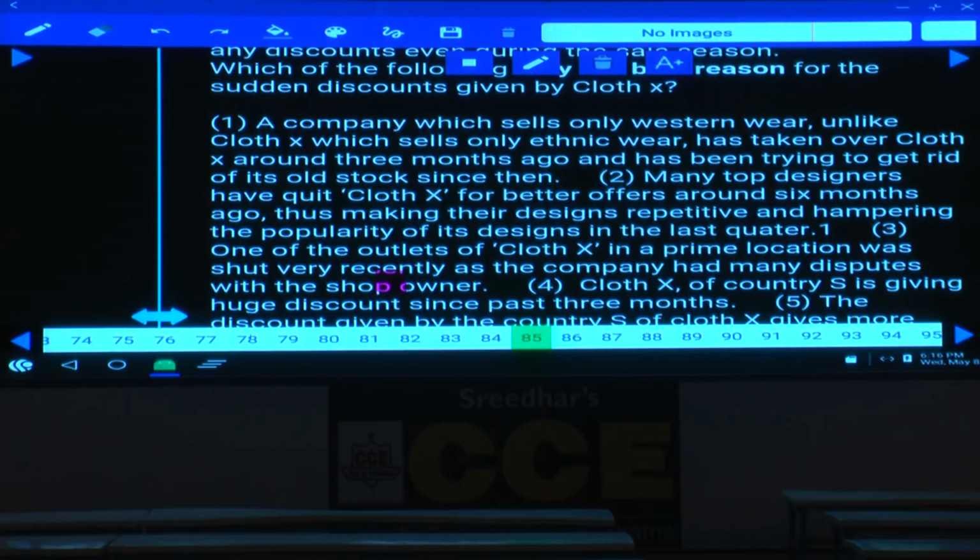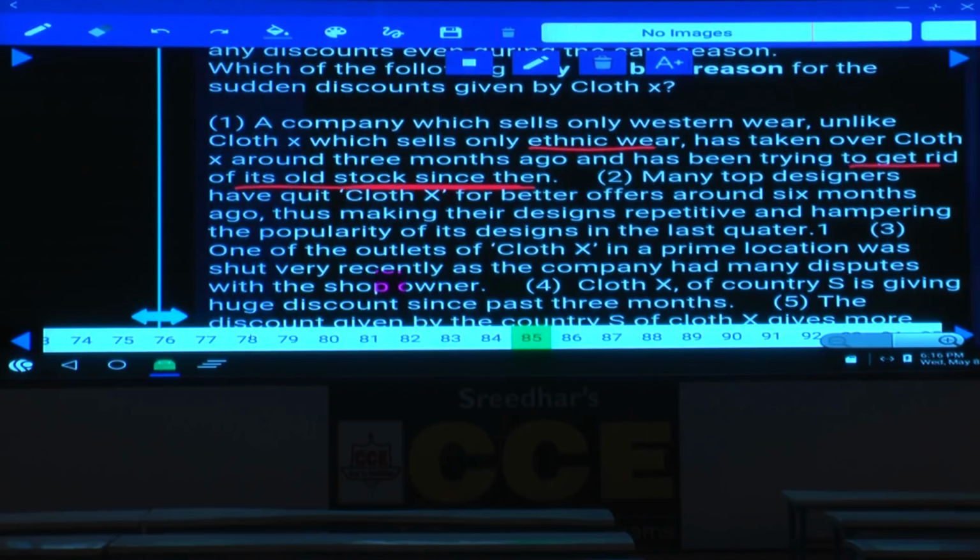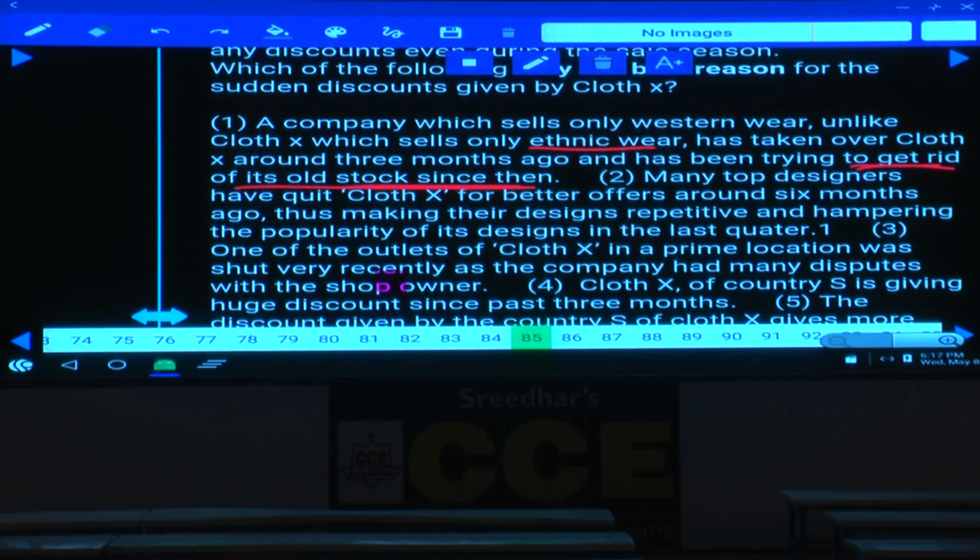As first one, a company which sells only western wear, unlike cloth X which sells only ethnic wear, has taken over cloth X around 3 months ago. Now this company has taken over this cloth X 3 months ago and has been trying to get rid of its old stock since then. Isn't it? ఈ కంపెనీ అది కొనేసింది. కొనేసి ఏం చేశారు చెప్పండి? Now of its old stock and it trying to get rid means in order to sell that old stock. And this is the reason why they are giving discounts.